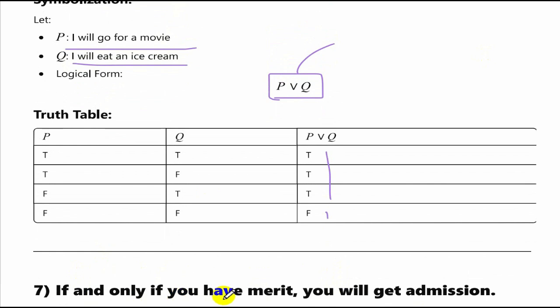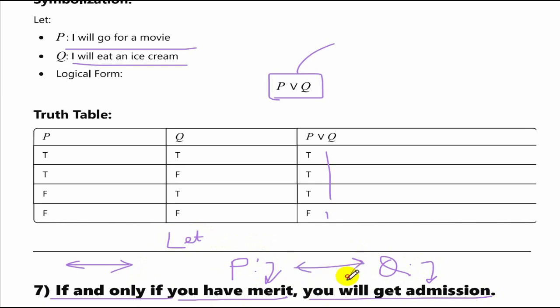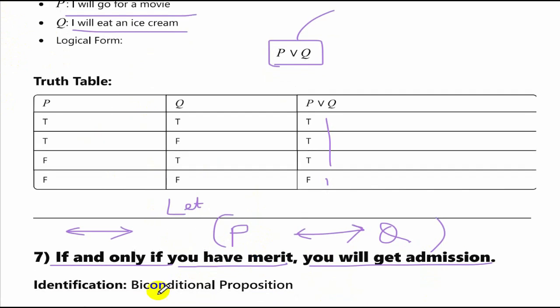Okay, if and only if. If and only if का क्या हो गया, double bi-directional arrow. You have merit, P. You will get an admission, Q. Okay, so let P: you have merit, Q: you will get an admission. और बीच में ये सिंबल आ जाएगा। तो हमारा symbolization भी हो गया। ये हमारा standard symbolization complete हो गया। P biconditional Q, इसको biconditional बोलते हैं। तो हमारा proposition type क्या हो गया, biconditional proposition.